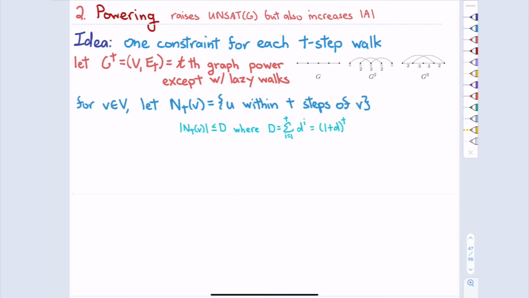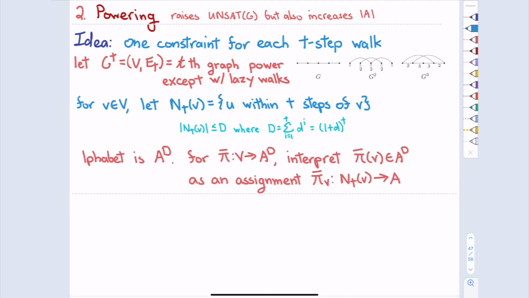So for every vertex, I'm letting n sub t of v be the neighborhood of all the vertices within t steps of v. And instead of assigning one letter to a vertex v, I'm going to be thinking of assigning capital D letters. The size of the neighborhood is at most 1 plus d to the t, because there's d choices, d choices, d choices, and it adds up. So I'm just calling that capital D.